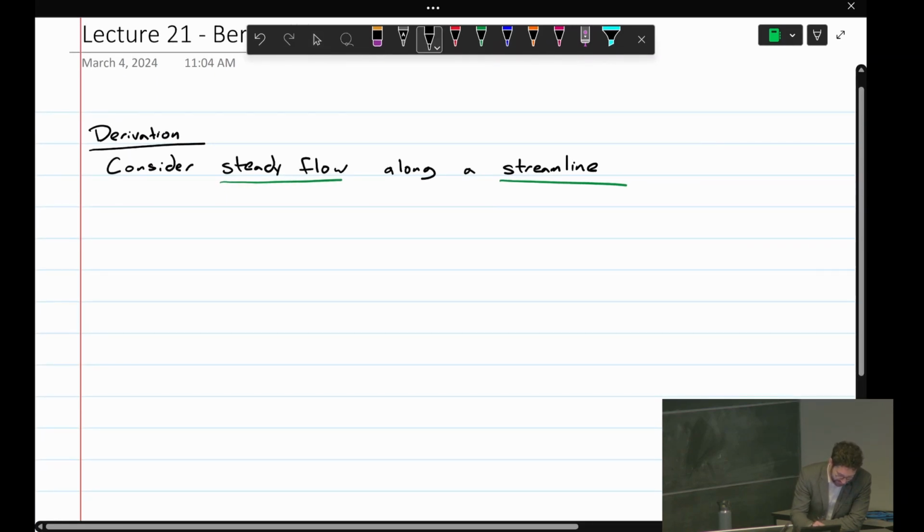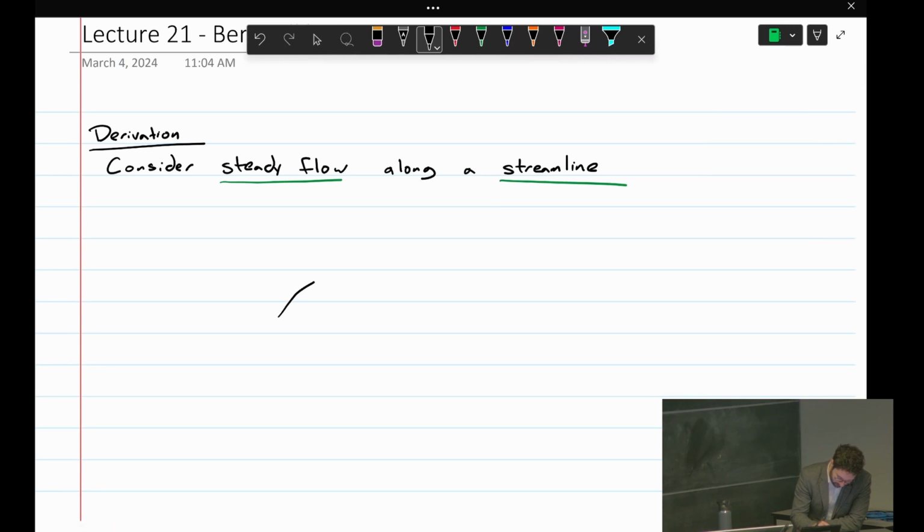Okay, so say we have some streamline in our flow like that. We consider a fluid parcel moving along this streamline. Actually, I'm going to define the fluid parcel at an angle so we can see the coordinate system here. So let's look at the fluid parcel at this part of the streamline.